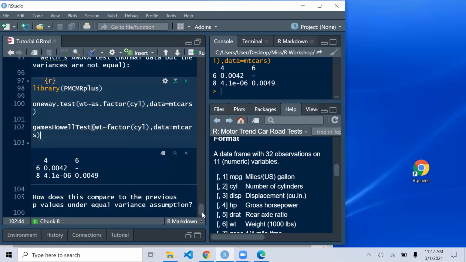Any questions about this? So how does the p-value compare? Obviously, it's going to be larger for a reason, right? So if there are no questions about this, I want to just give you guys a brief overview in regards to writing reports, right?